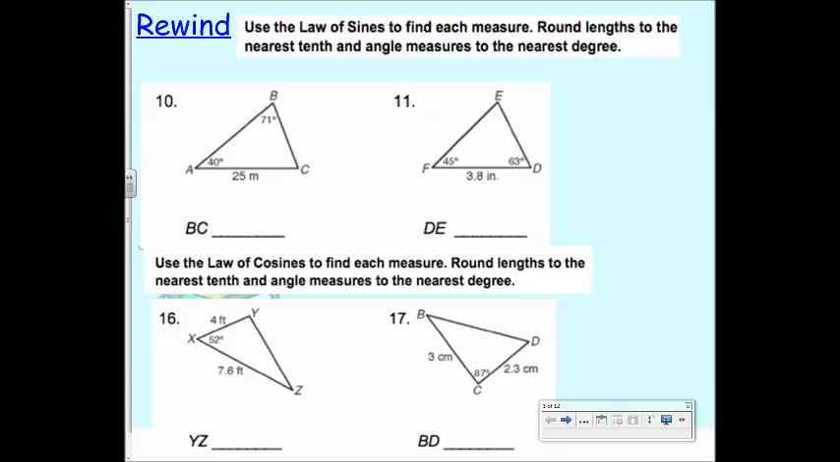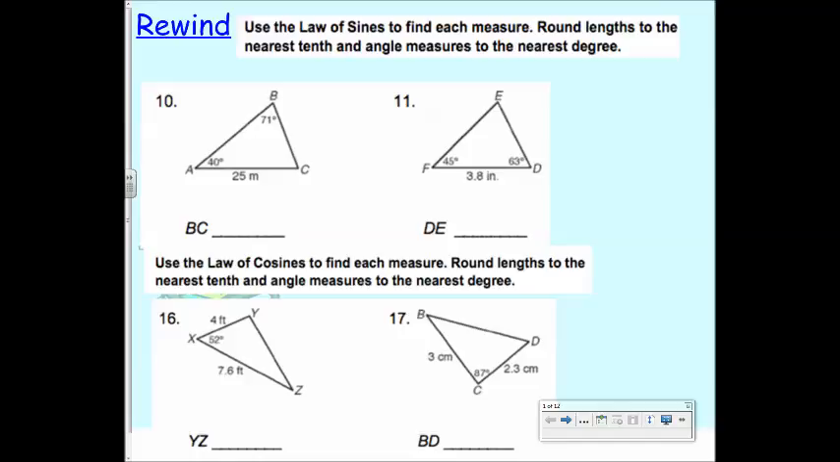Okay. All right, so we're going to skip the rewind because we just did that stuff. So again, law of sines and law of cosines are used to find missing measures when you have certain information, and they aren't necessarily right triangles. Previously we've used trig ratios with all right triangles. Here they don't have to be right triangles. It's just special relationships between the sines and the sides and the cosines and the sides.